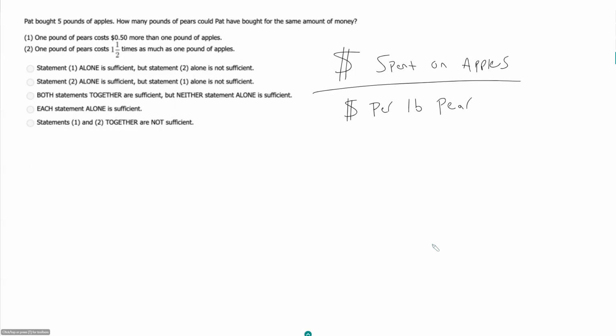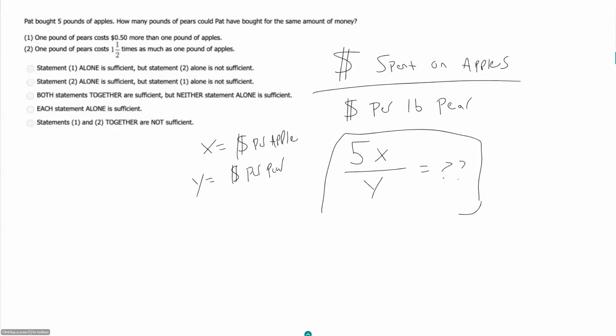Okay, so then we can think of this. So the dollars spent on apples, and we know he bought 5 pounds of apples, so that will be 5, and then X, where X is our price per pound of apple, all over Y, where Y is our price per pound of pear. So we need these two things, or one of them in terms of the other.